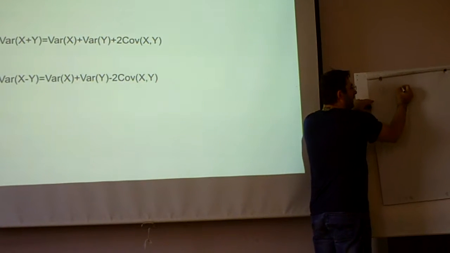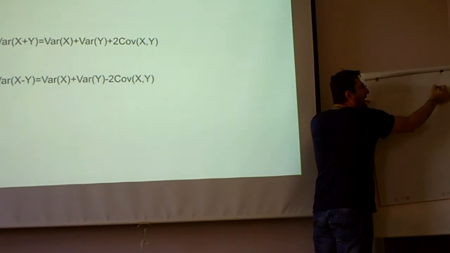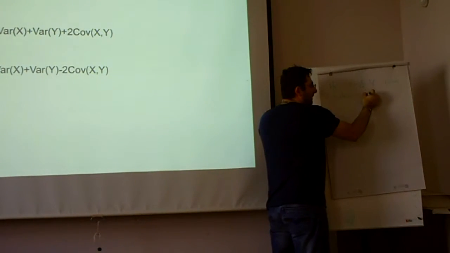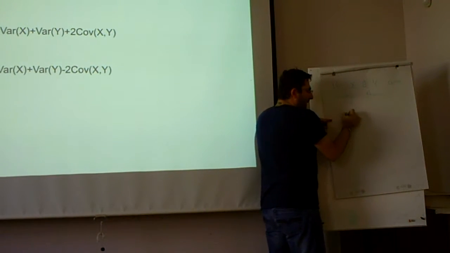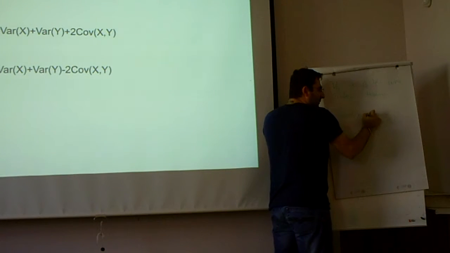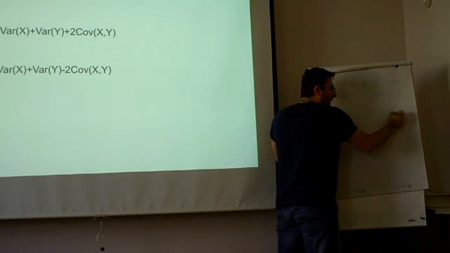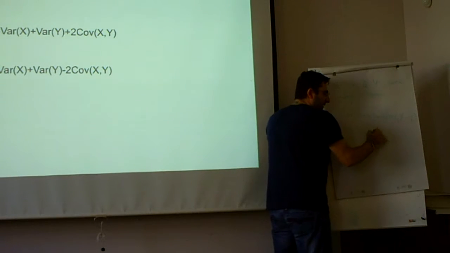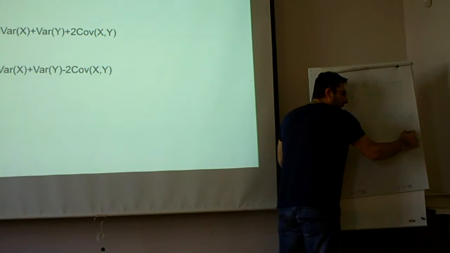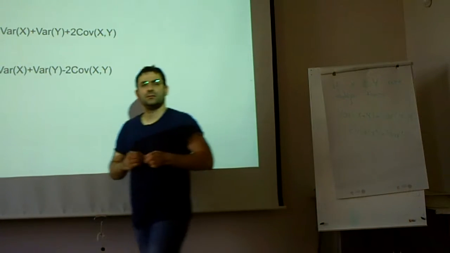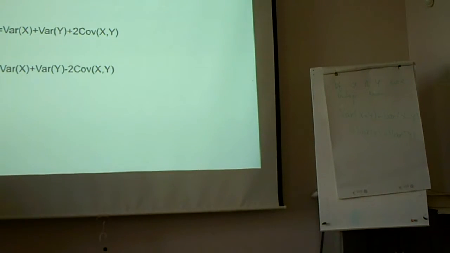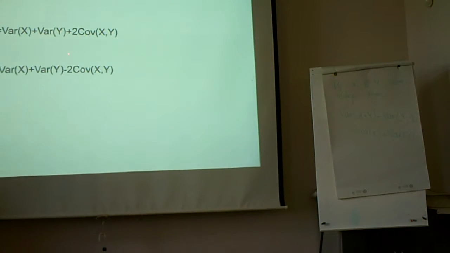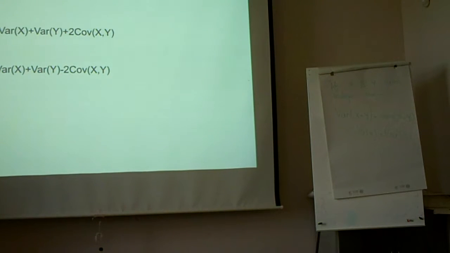If x and y are independent, then variance of x plus y is equal to variance of x minus y, which is equal to variance of x plus variance of y. Why? Yes, because the covariances are 0, so you can see that the terms are equal to each other in the case of independent random variables.